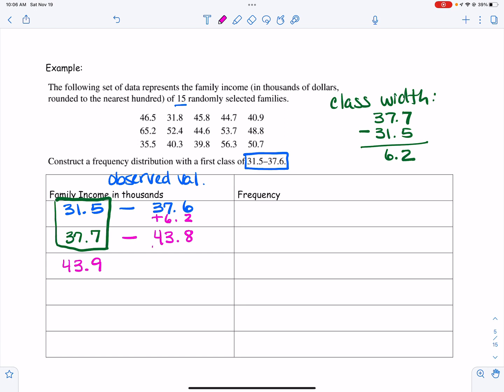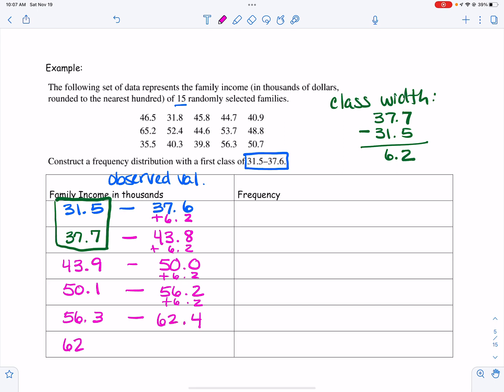And then we're going to start the next class at 43.9. We're going to add 6.2 to give us the ending limit as 50.0. We're going to start at 50.1. We're going to add 6.2 to end at 56.2. And then we're going to have 56.3 to start our next class. And we're going to add 6.2 to get 62.4.